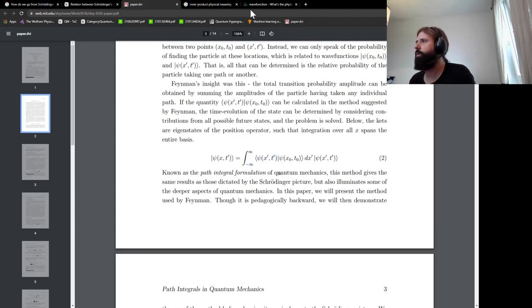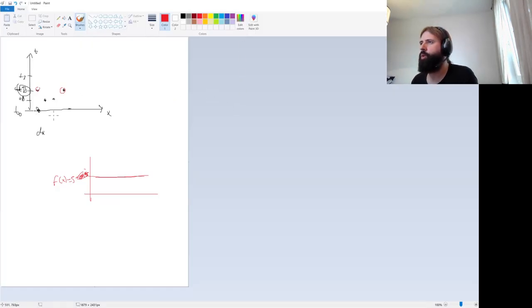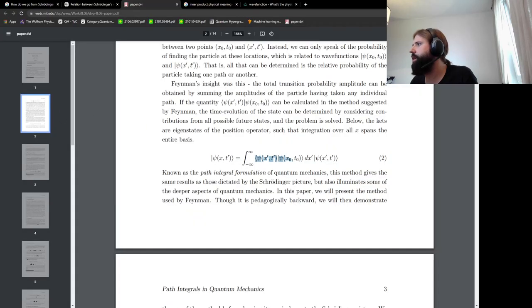I just want to make sure I understand what it is that we're doing, what it is that we're integrating. How do you integrate a wave function? What does it mean to integrate a wave function? Well, you're not integrating a wave function, you're integrating the inner product of a wave function. And the inner product of wave functions, it's a scalar, isn't it?